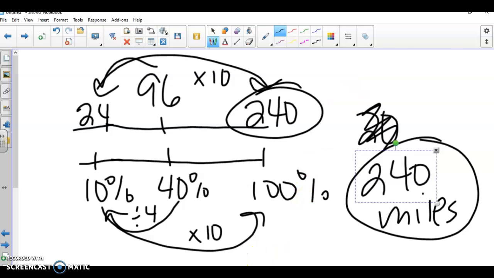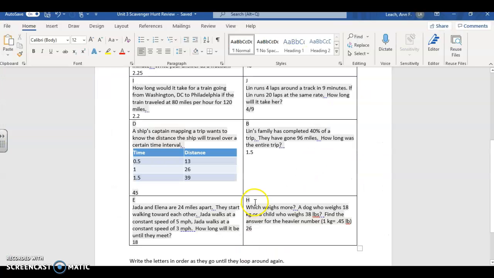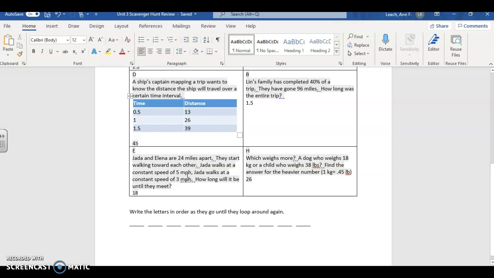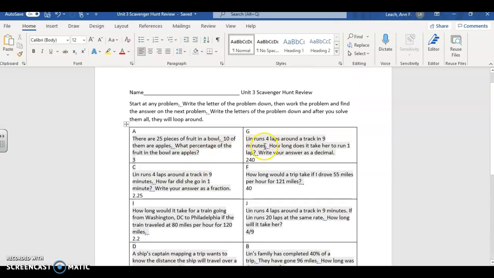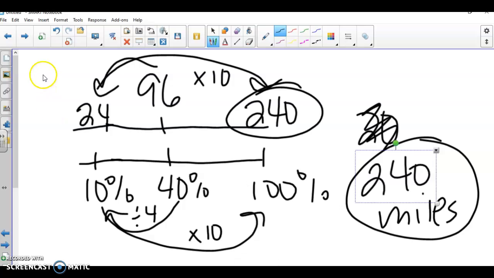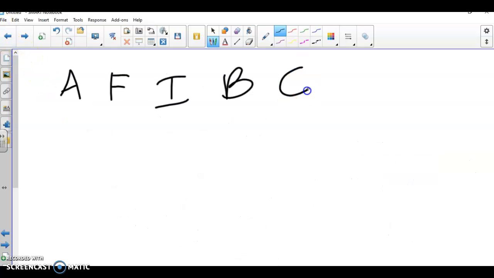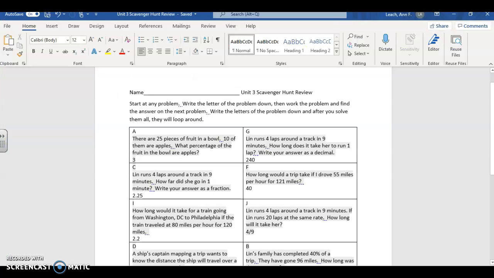So let's look for where is 240. Oh, here it is. It's G. So G is our next one. So G at the top. So let's go ahead and put that on our list. So G is next. So let's look at G.